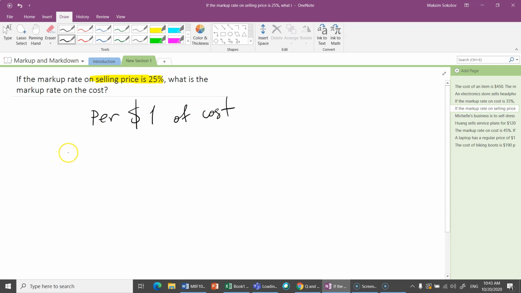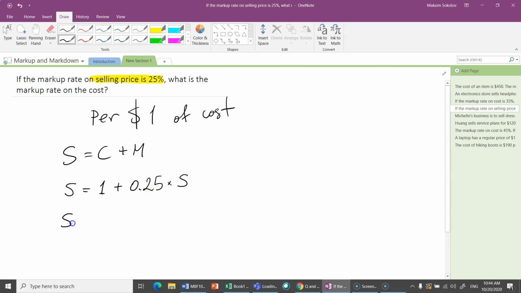Well, selling price is cost plus markup. That's our main formula. We don't know the selling price. We'll leave it as letter S. Cost is $1 because we investigate what happens per each $1. And markup is given as a rate on selling price, which is 25%. So 0.25 times S.